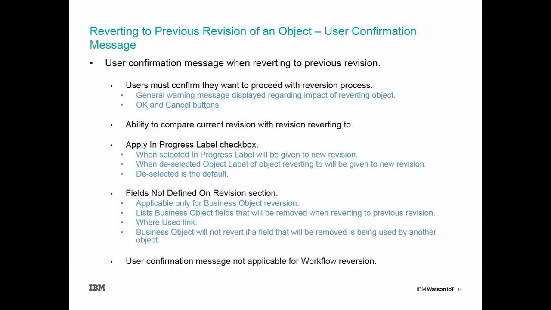The ability to compare current revisions with the revision being reverted to is also a capability on the confirmation message. On the confirmation message, you also see an Apply In Progress label checkbox. When this checkbox is selected, the In Progress label will be given to the new revision. When it's deselected, the object label of the object being reverted to will be given to the new revision. Deselected is the default for this checkbox.